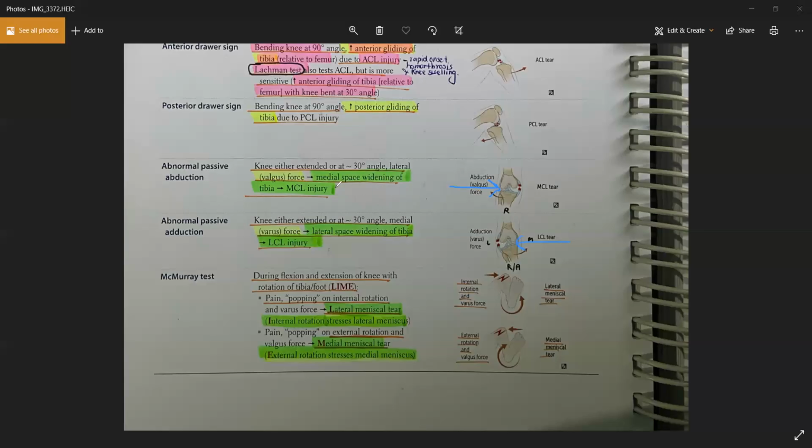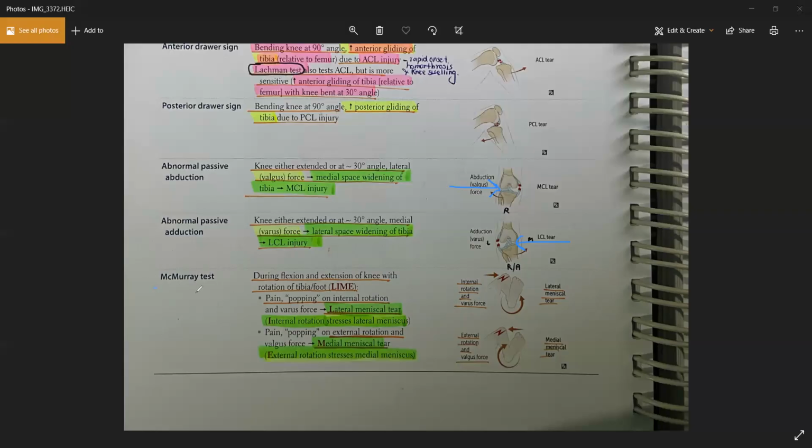and they will appear as the medial space widening or the lateral space widening of the tibia. Whenever you encounter a patient who is having this medial space widening on applying a force from lateral to medial, that means the patient is having an MCL injury. If I get a widening of the tibia from the lateral side, whenever I apply a force on the medial side of my knee to the lateral side, that means it is a lateral collateral ligament injury. Remember these points also.